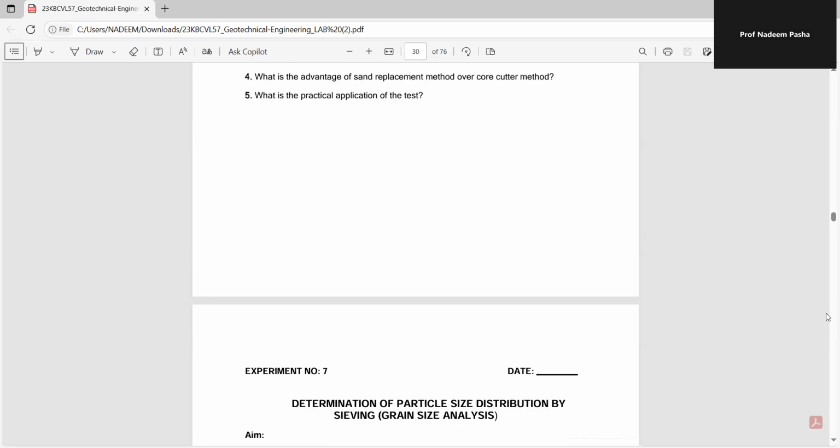Next experiment is determination of particle size distribution by sieving, grain size analysis. Next experiment is sieve analysis. I am sharing the screen. I hope it is visible to you.